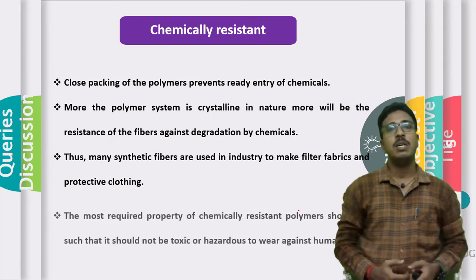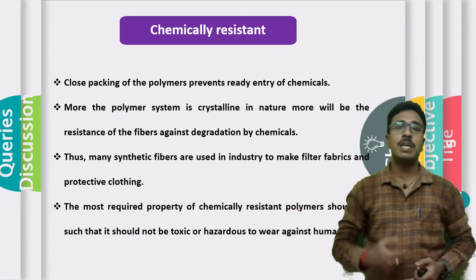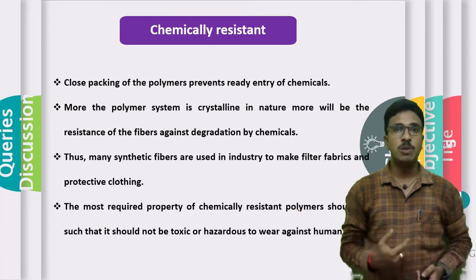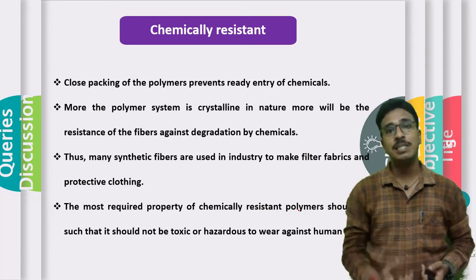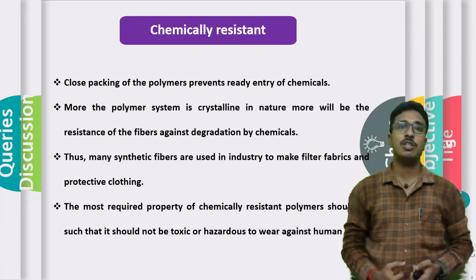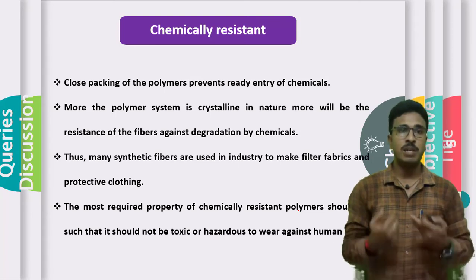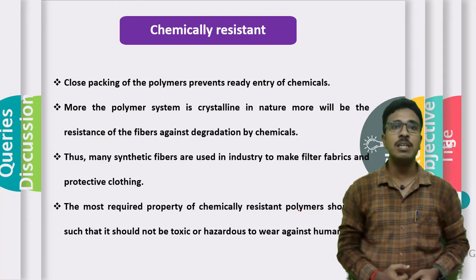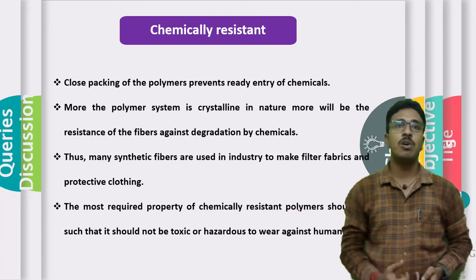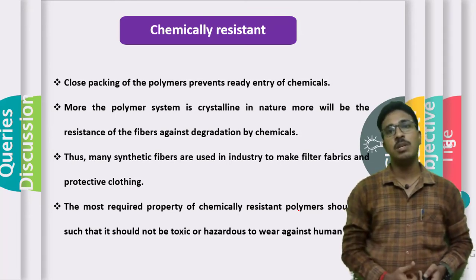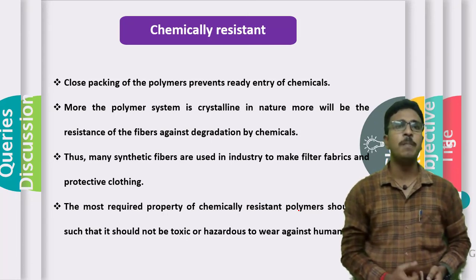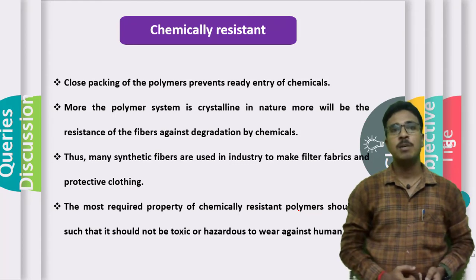Now, the most required property of a chemically resistant polymer is that it should not be toxic or hazardous to wear against human skin. That means whatever chemically resistant polymers we wear next to the skin should not be toxic and should not be hazardous to human skin. That is one important property of a chemically resistant polymer.